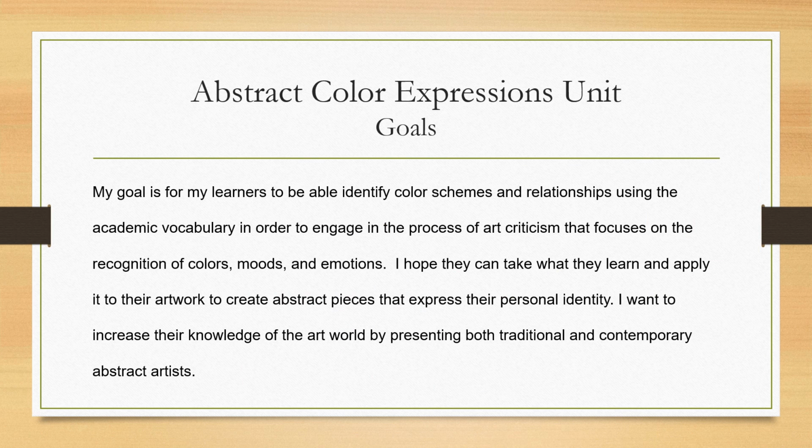So my goals for this unit are, I hope that my learners are able to identify the color schemes and relationships and use the academic vocabulary in order to engage in the process of art criticism. The art criticism for this unit is the one that focuses on the colors, the moods, and emotions in the artwork. I hope that they can take what they've learned and then apply it to their artwork to create abstract pieces that express their personal identity.